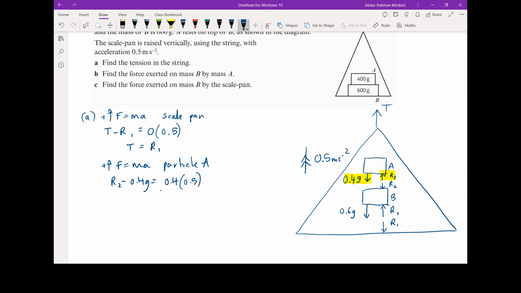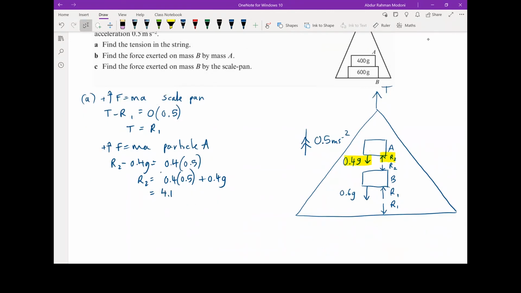Again, here we have got R2 as an unknown. So we need to find out what R2 is here. Let's go and rearrange and find out what R2 is. R2 is equal to 0.4 times 0.5 plus 0.4 g. And if we find out what that is, that gives us 4.12 newtons is what R2 is.